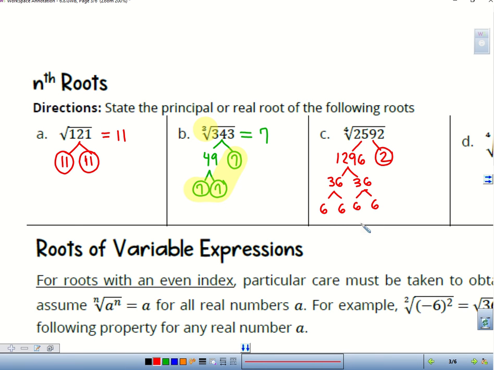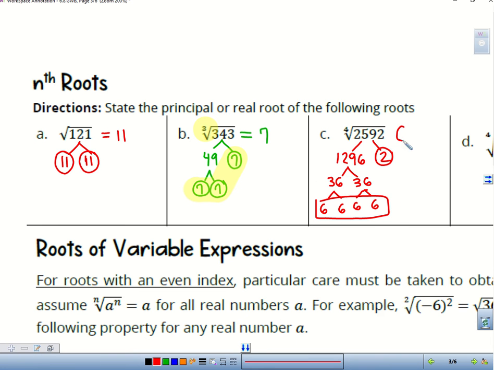And 6 is not a prime number, but do we have a group of 4 6s here? Yeah. You can take that out now. Now you could keep going and do 2, 3, 2, 3, 2, 3, and then take out the 2's and take out the 3's and then multiply them. But in the end, it's going to give you 6. So the 6 gets to leave the radical here.